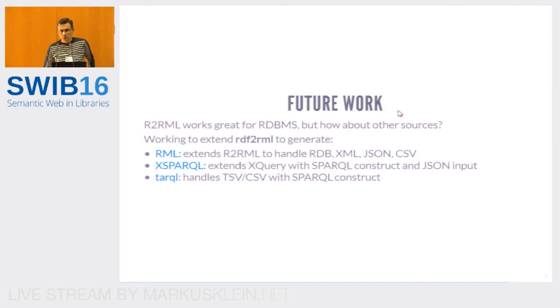And so this R2RML generation is working well for converting relational sources, but we're also having to deal with XML, with JSON sources. And then the question is, can we extend this? And we're currently working to extend it for other types of input. So there is RML, which is an extension of R2RML to deal with JSON and XML. We're currently experimenting with it. There is Xsparkle, which is a melding of XQuery and Sparkle. And I think that we might be able to generate Xsparkle, or at least a subset of it. For tabular stuff, there is Tarkle.